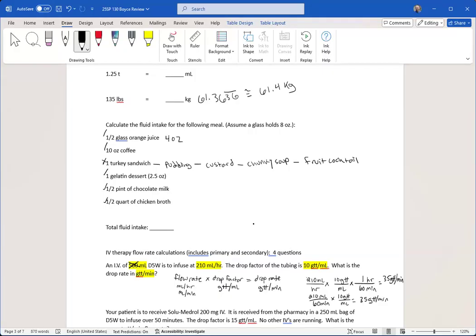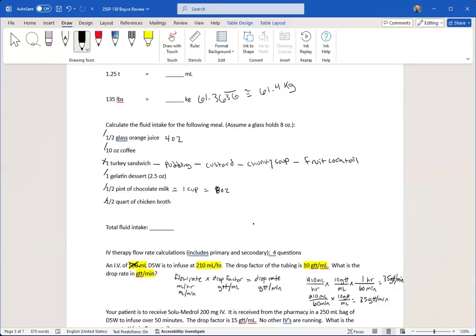Yes, you do the calculation for the Jello. Absolutely. 10 ounces of coffee. So we have that. 2.5 ounces of the Jello. Half a pint. So what is half a pint? Half a pint is 1 cup, which is 8 ounces.